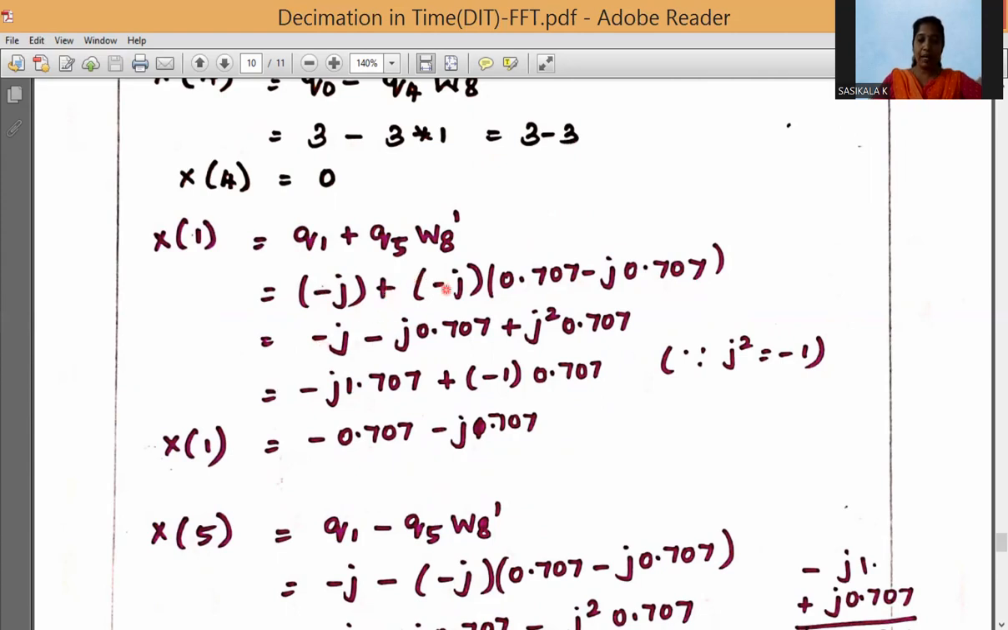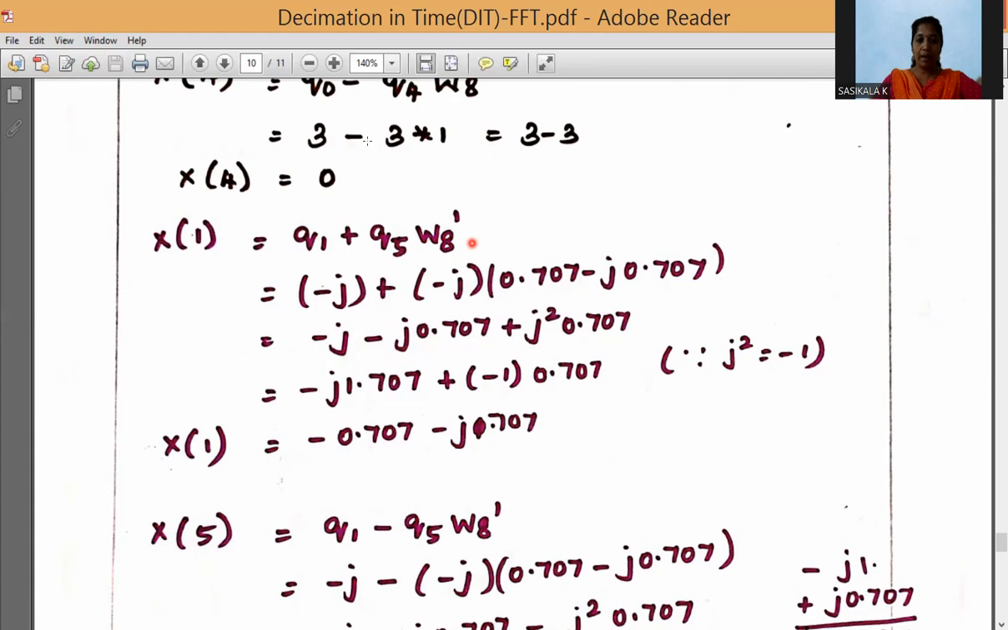Now, plus into minus is minus. j into 0.707 is j 0.707. Now, plus into minus is minus, minus into minus is plus. So that's why I'm getting plus j into j 0.707. So j into j is j square 0.707. And we know that j square is equal to minus 1. So substitute the value. Listen, here I am having minus j 0.707. So here these are the imaginary terms.